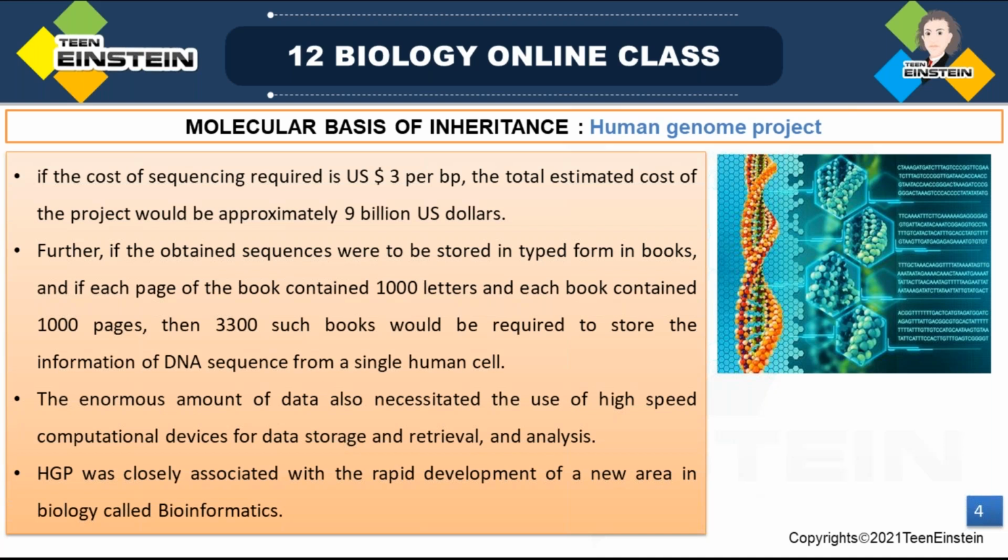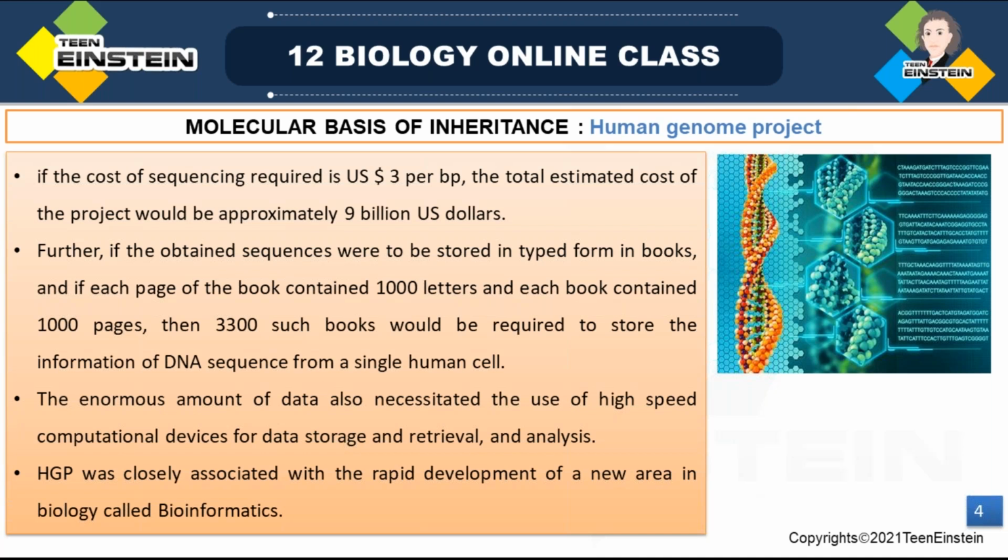After sequencing, next comes the storage of data. Where will we store this data? To store it, we need 3,300 books, and each book should have 1,000 pages, and each page should have 1,000 letters. So it's a huge amount of data. That's what it means. Because of all these, the Human Genome Project, or HGP, was called a mega project.